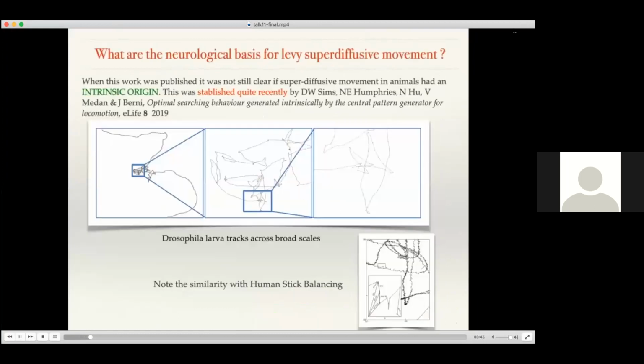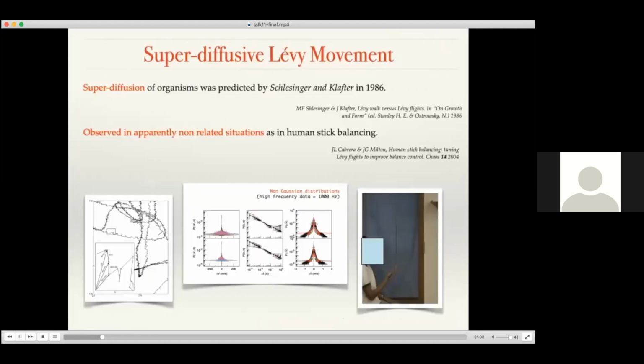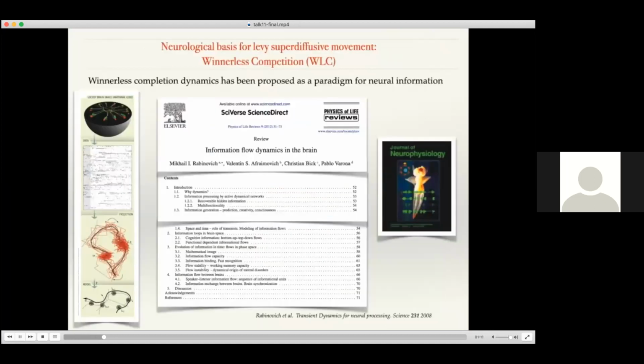When this work was published, it was not clear if superdiffusive movement in animals had an intrinsic origin. That was established recently in 2019, studying Drosophila larvae. We would like to advance a hypothesis about the neurological basis for Lévy superdiffusive movement. This hypothesis is based on winnerless competition. It has been proposed as a paradigm for neural information processing.